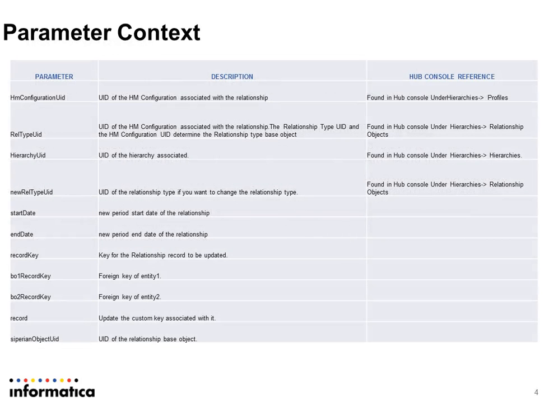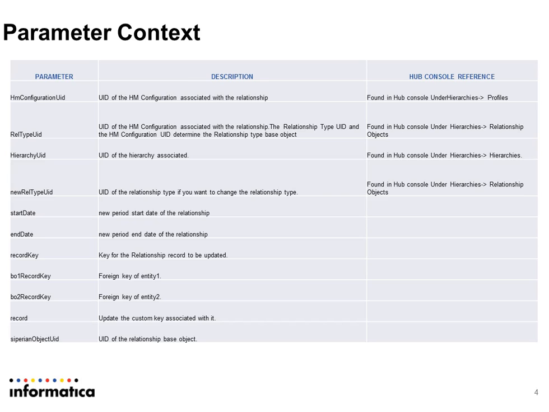Now I will show you the important parameters associated with the updateRelationship API. First, you will see the HM configuration UID, which tells you the UID of the HM configuration associated with the relationship. You can find this in the hub console under the hierarchy and the profile. Similarly, we have a relationship UID. You need to provide the UID of the relationship type which you are going to update. Hierarchy UID is the UID of the hierarchy associated. The combination of relationship type UID and the HM configuration UID determines the relationship base object.